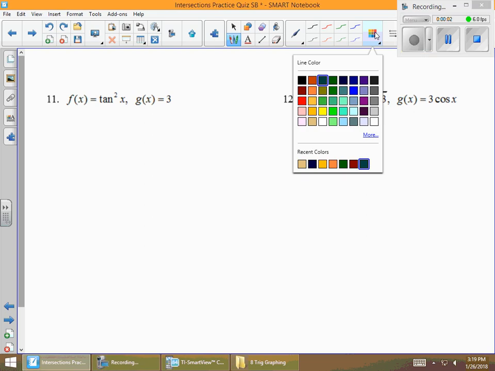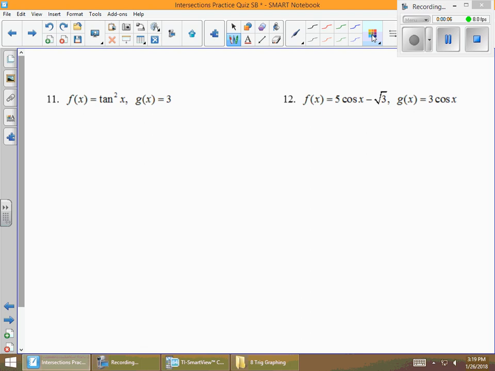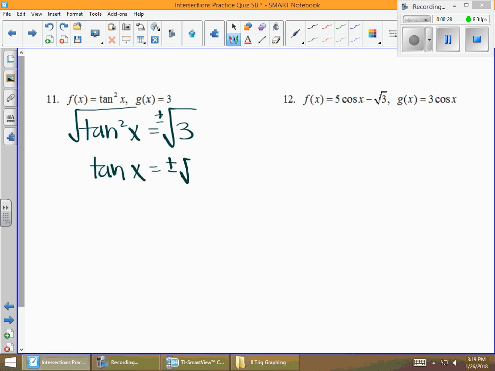All right, two more trig problems to wrap up our unit here. Tangent squared is our f of x and g of x is 3. So just like the last problem, we're going to set those equal. And just like the last problem, when we take the square root, we have to include that plus and minus. So tangent is plus and minus square root of 3.